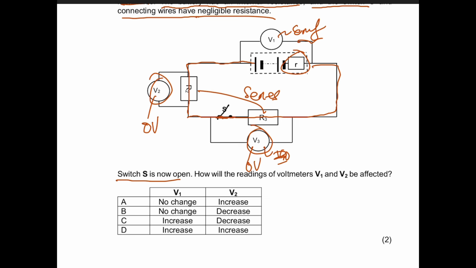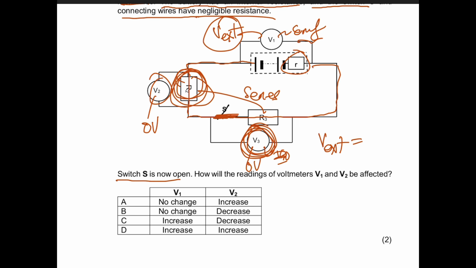Now let's see when the switch is closed. Now when the switch is closed, this one reads the V external, right? And then there will be readings here too. So the V external here will be divided. This V external will be the sum of V1 and V2. Okay, guys, now let's go to the question. How will the readings on V1 and V2 be affected when the switch is closed? Okay, there will be no change in V1. No, there will be a change when the switch is closed.